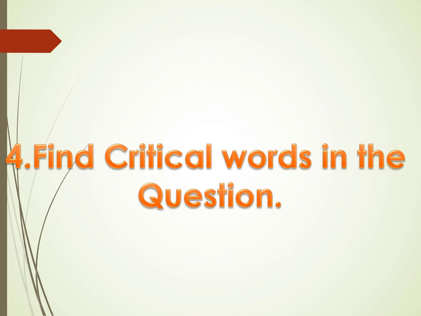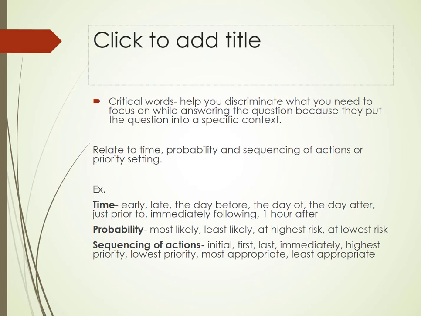Find critical words in the question. This is very important. Critical words help you to discriminate what you need to focus on while answering the question, for example, when it comes to time, probability, the sequence of actions, or priority setting. This is what I was telling you earlier about strategic keywords. We also call them critical words. These are the words that you need to look for in a question that will give you a hint what this question is all about.